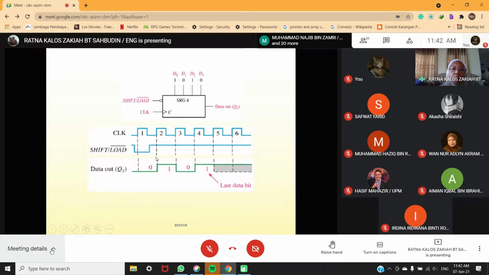Look at the waveform. When this is low, it will load into here, and then this part is high, so it will shift. It will shift here. So you have here the last bit, D0. 1, 0, 1, 0.